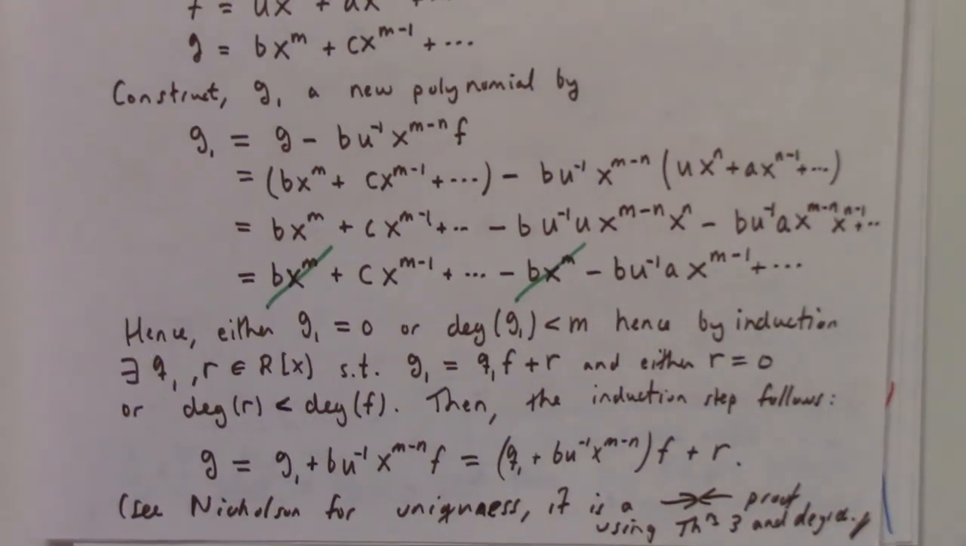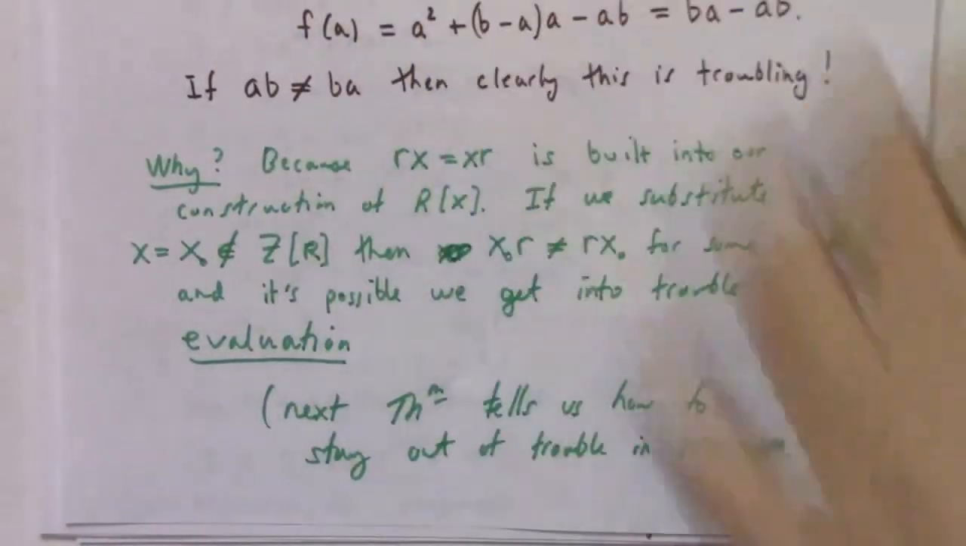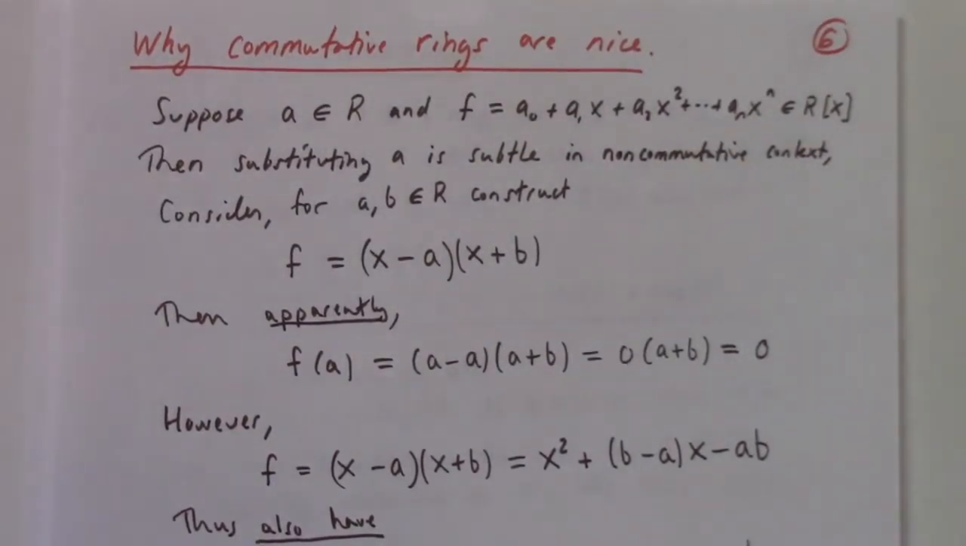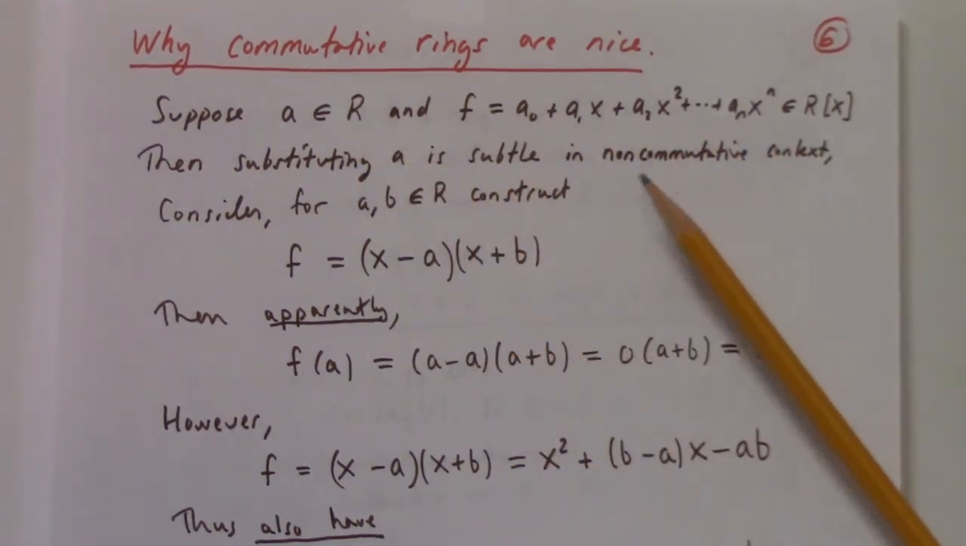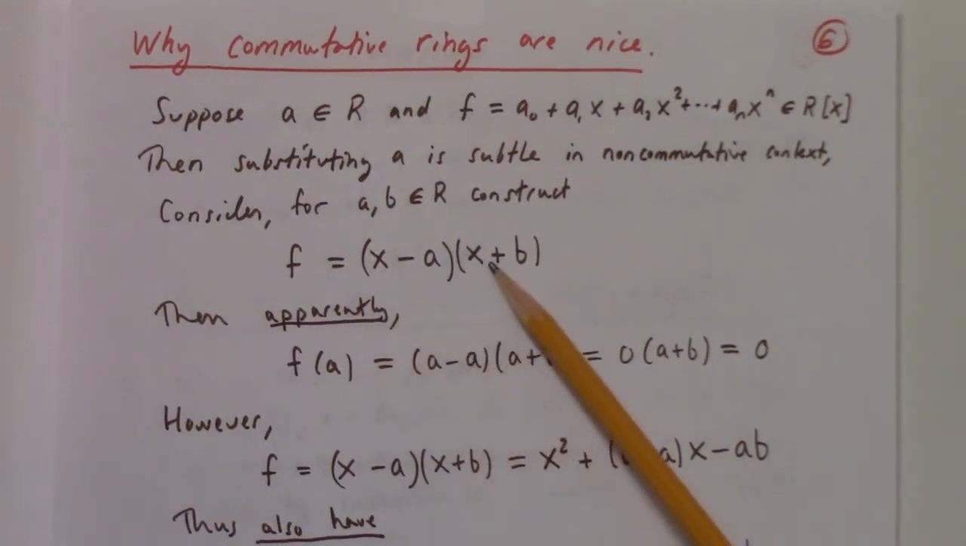What I think is more interesting, and most of the reason I'm making this video actually, is what I'm showing you right now. Why commutative rings are so nice, and just the danger of evaluation. In the non-commutative context, if we have a polynomial, and we have a in the ring, substituting a is subtle. For example, f equals x minus a times x plus b.